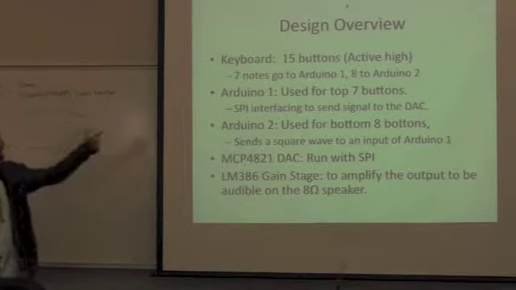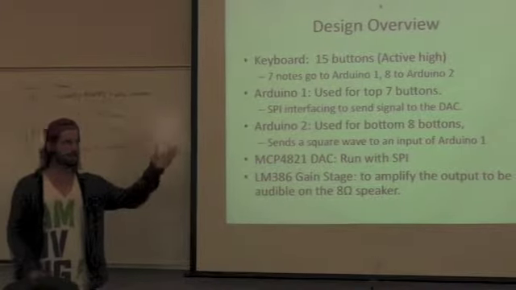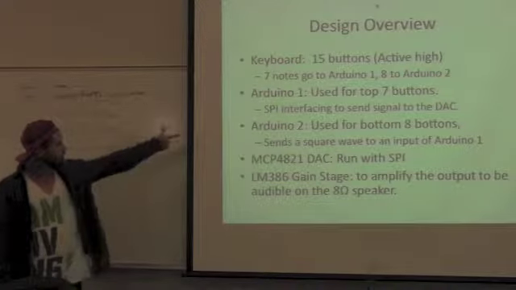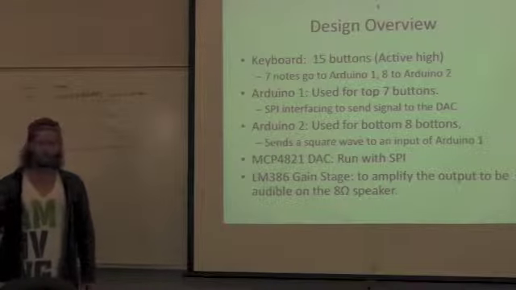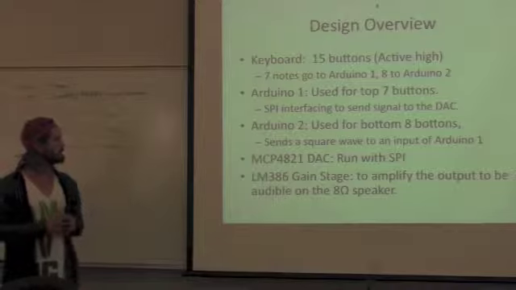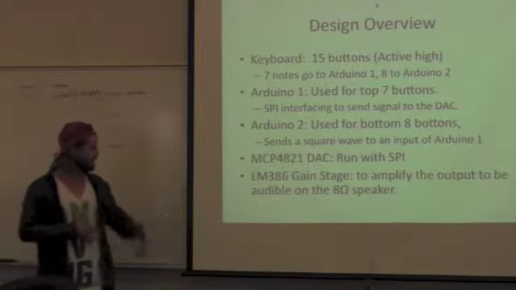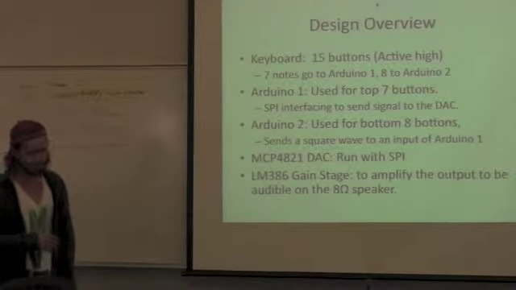So again, here's the design overview. There's our keyboard. It has 15 buttons. Some of it goes to one Arduino, the other goes to the other half. The one Arduino was mainly used for the SPI interfacing, and that used up a lot of the pins because it had 3 there along with the 7 buttons. And that's why we need to use the other Arduino. Again, we have our SPI with DAC and our gain stage there.